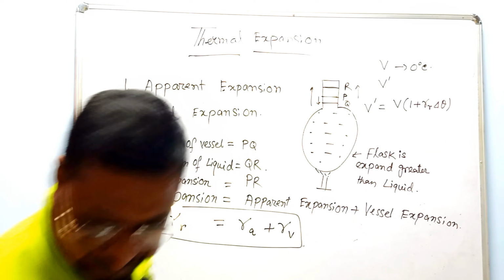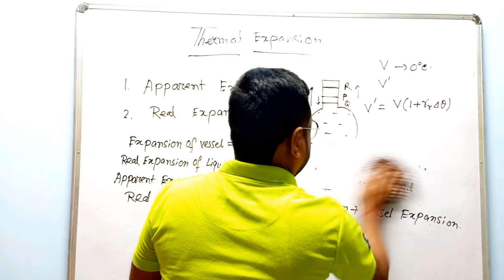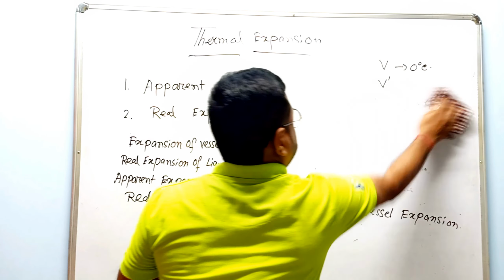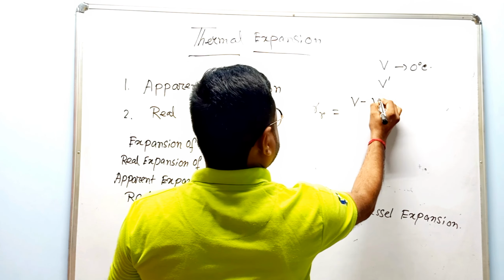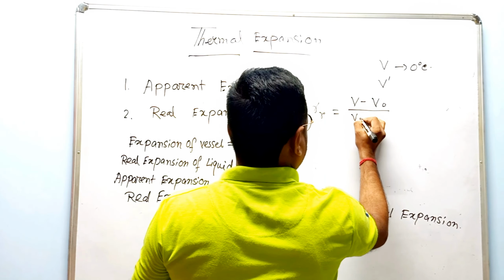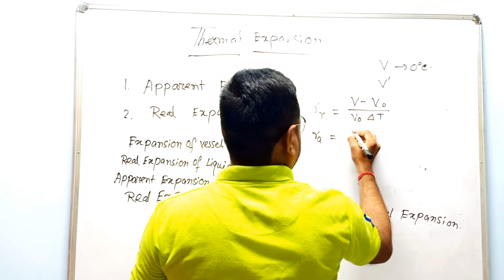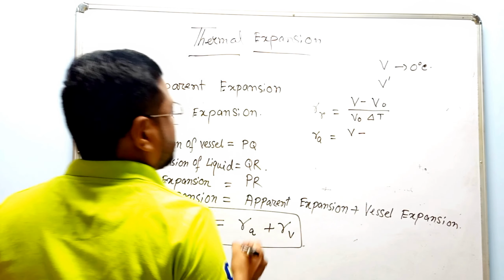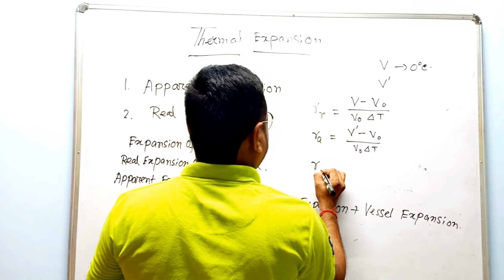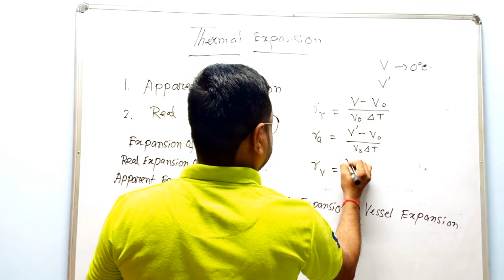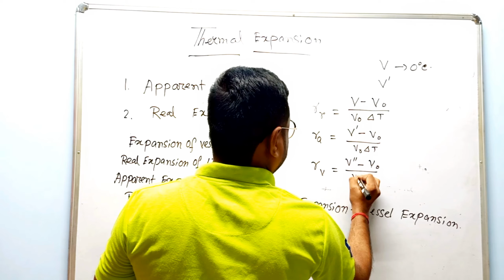So gamma R becomes V minus V0 by V0 into delta T. Gamma A becomes V dash minus V0 by V0 into delta T, and gamma vessel becomes V double dash minus V0 by V0 into delta T.